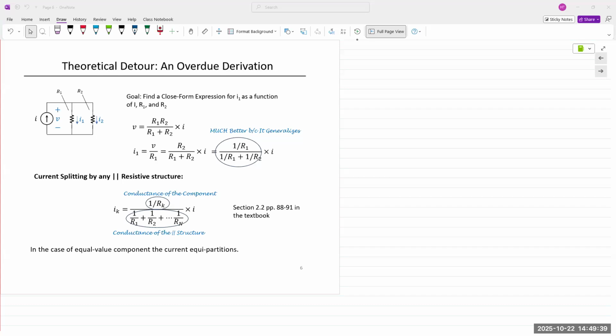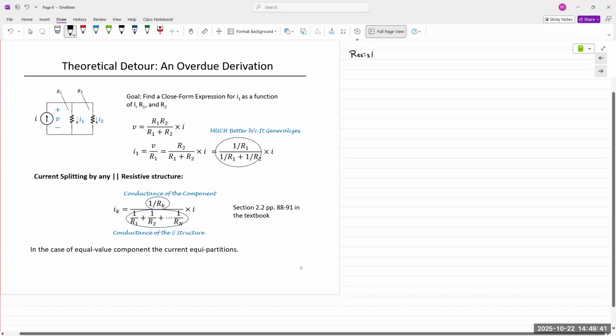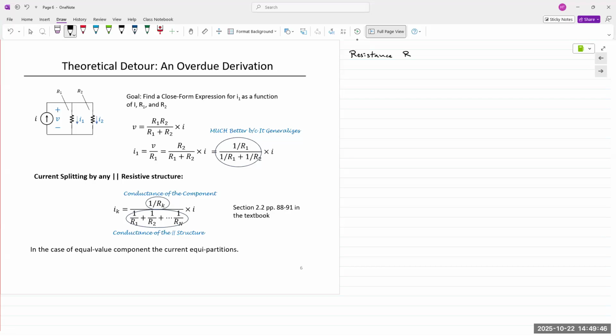You're all familiar with resistance R. Right? Resistance is R. Unit is ohms. It's the only, or at least the most common, unit that uses a Greek letter as its symbol. So it's uppercase omega. Note the unit's ohms.